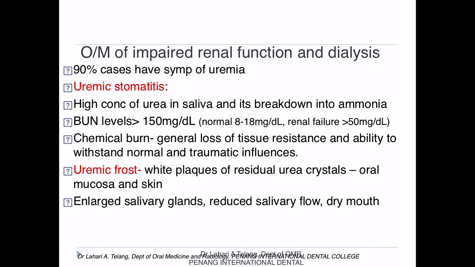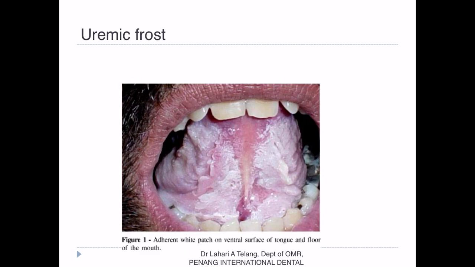How is the manifestation? There could be chemical burn-like lesions in the oral cavity with general loss of tissue resilience and ability to withstand normal and traumatic influences, uremic frost, white plaques of residual urea crystals on oral mucosa and skin, enlarged salivary glands, reduced salivary flow, dry mouth. Now, when you have dry mouth, what should we think of? We should be thinking of caries and also periodontal disease. So this is an example of a picture showing you uremic frost. This is in fact a chemical burn. It is scrapable, white plaque-like, and has a typical uremic odor, and the patient may or may not experience pain.